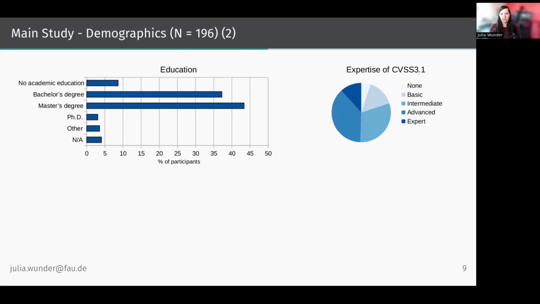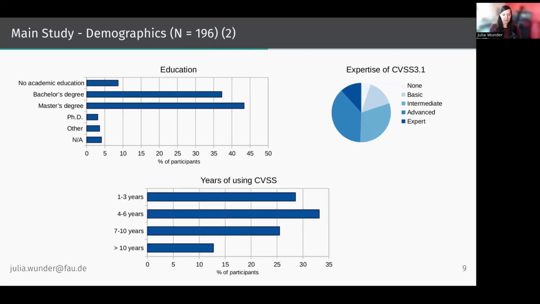Then we also asked the participants to rate their self-expertise of CVSS version 3.1. And here most of the participants said they have advanced expertise or intermediate expertise. We also had many experts and a few that would say they have no experience or basic experience about CVSS. One note here: we explicitly asked about the experience with CVSS version 3.1, so not CVSS in general. Then we also asked how many years they have been using CVSS, and on average, our participants used CVSS since 6.7 years.